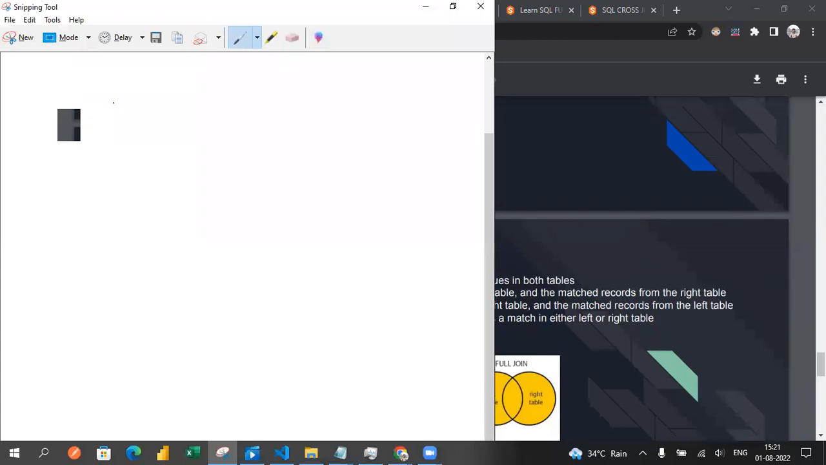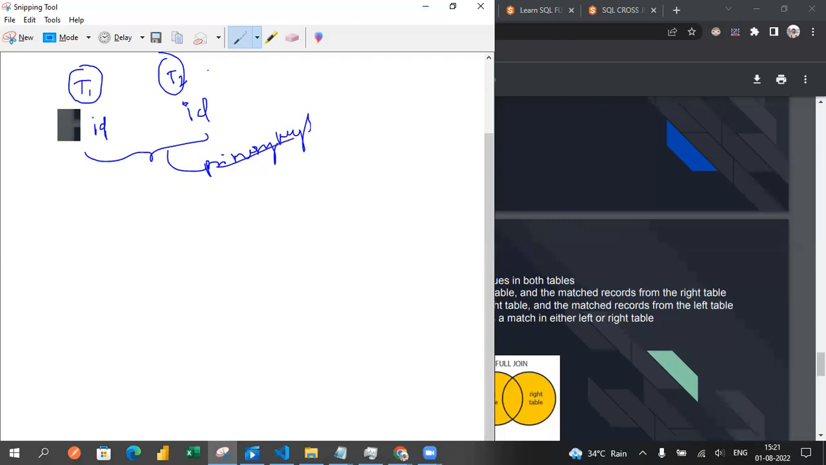You may need to get information from table 1 and also table 2. You have a key with a corresponding ID in table 1 and table 2. So these are the same IDs. Whatever unique IDs we have, these are called primary keys. We already learned these concepts, right? Primary keys help to join.